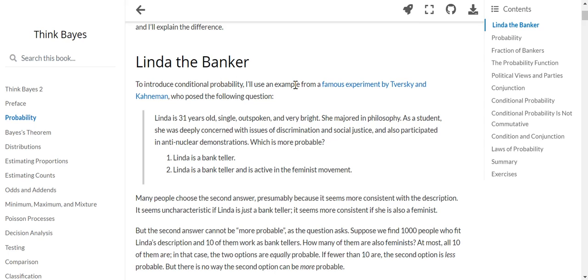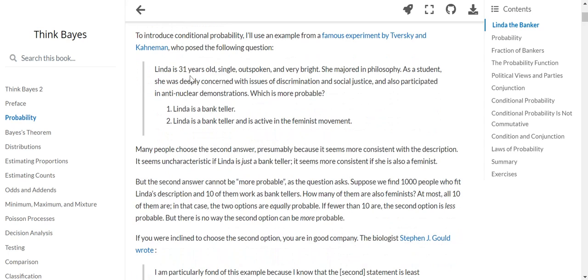To introduce conditional probability, I'll use the famous experiment by Tversky and Kahneman, who posed the following question. Linda is 31 years old, single, outspoken, and very bright. She majored in philosophy. As a student, she was deeply concerned with issues of discrimination and social justice, and also participated in anti-nuclear demonstrations. Which is more probable? Linda is a bank teller. Linda is a bank teller and is active in the feminist movement.